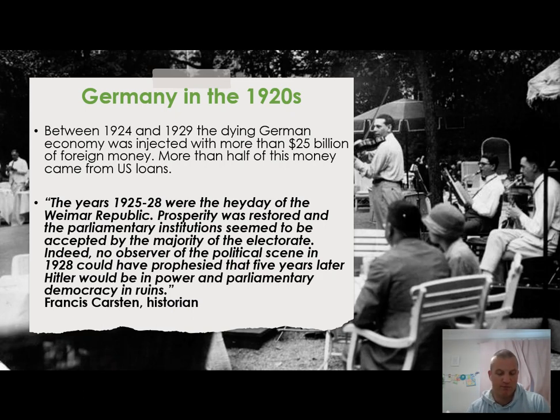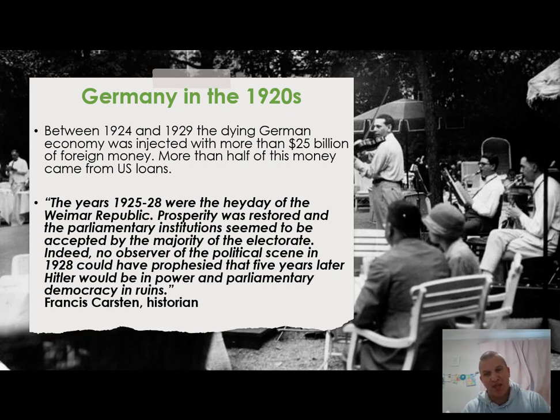But we'll talk about that more with the rise of the Nazis. Francis Carsten, who's an historian, writes that the years 1925 to 28 were the heyday of the Weimar Republic. Prosperity was restored and parliamentary institutions seemed to be accepted by the majority of the electorate. Indeed, no observer of the political scene in 1928 would have prophesied that 5 years later Hitler would be in power and parliamentary democracy in ruin.